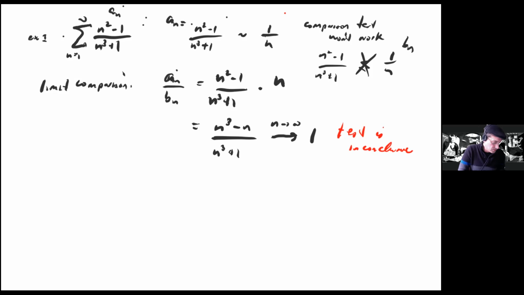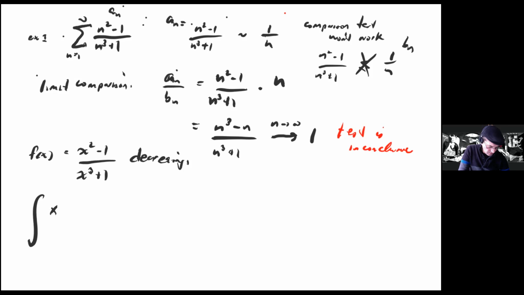Well, we could use maybe the ratio test, or maybe the integral test are left, right? So let's try the integral test. So f of x equals x squared minus 1 over x cubed plus 1. And this is a decreasing function. You can check that by taking the derivative. So this is decreasing and non-negative. So let's figure out whether the integral of x squared minus 1 over x cubed plus 1 exists.